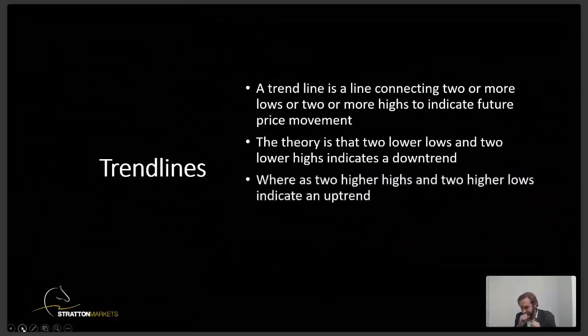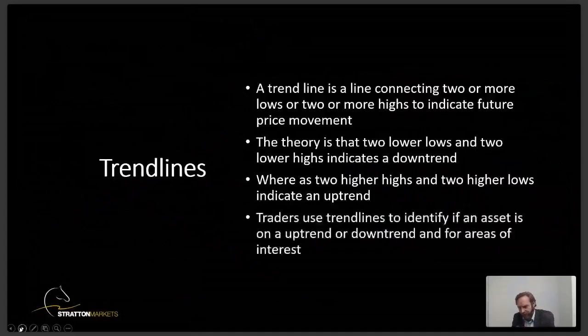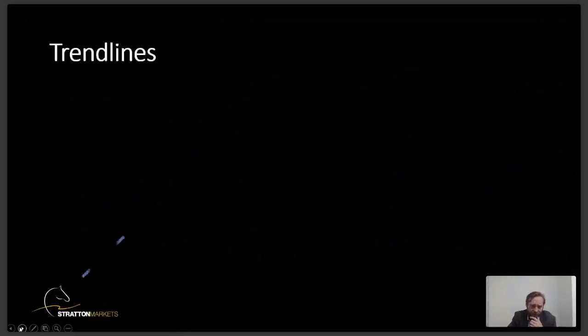Whereas the opposite, if you have two higher highs, like steps, and two higher lows, like that, that is a potential uptrend. Now, traders use trend lines again to identify if an asset is indeed on an uptrend or a downtrend, and for areas of interest. So it'll be a bit like this. So here we go. This is my crude animation again. Up, down, up, down, up, down.